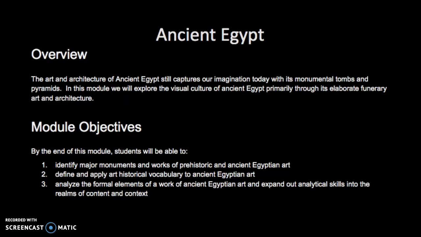All of this information is coming from Canvas as we switch to Ancient Egypt. And here we really are going to be focusing on, as the overview says, the funerary art and architecture. We know so much about ancient Egypt through, for example, the grave goods found in tombs in places like the Great Pyramids.